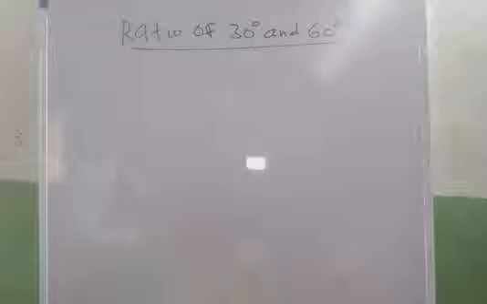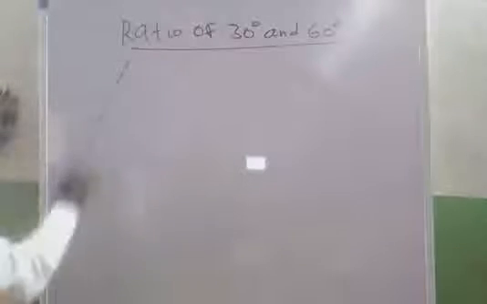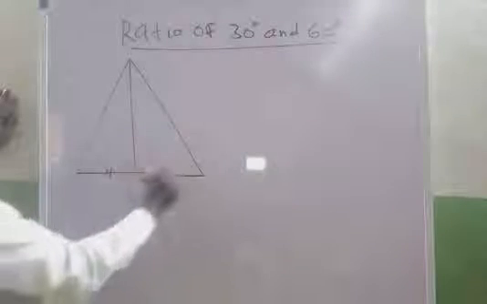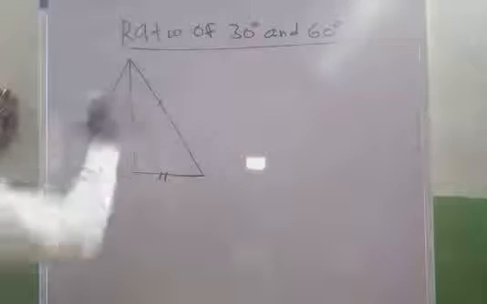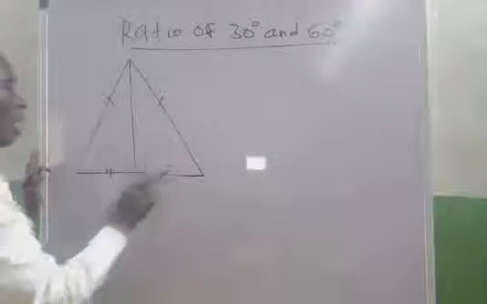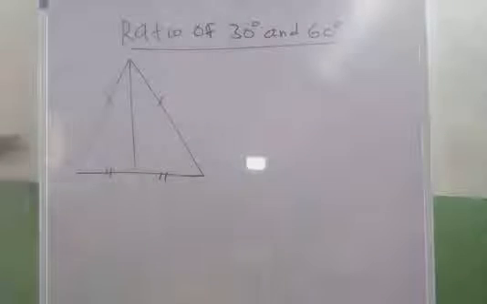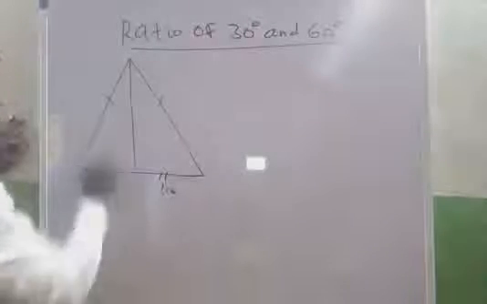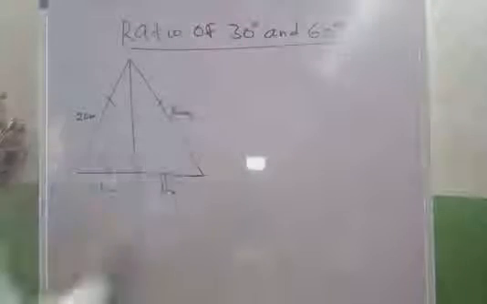Now let's look at ratios of 30 degrees and 60 degrees. These are special angles. The other special angles are 90 degrees and 45 degrees, but now we are just going to look at 30 degrees, 60 degrees, and 45 degrees. Now let's consider an equilateral triangle. This side is equal to this side, and the three sides are equal. If here is 1 centimeter, here is 1 centimeter, then here must be 2 centimeters, here must be 2 centimeters.